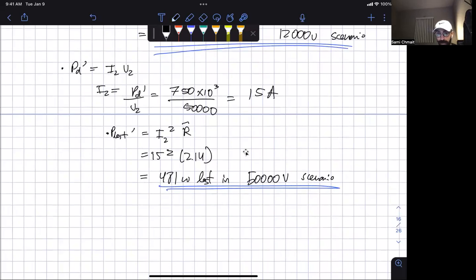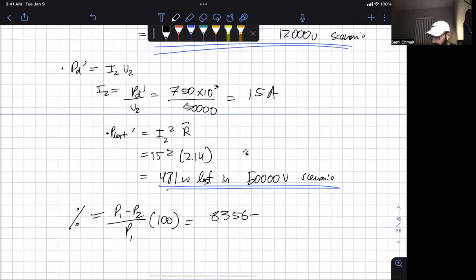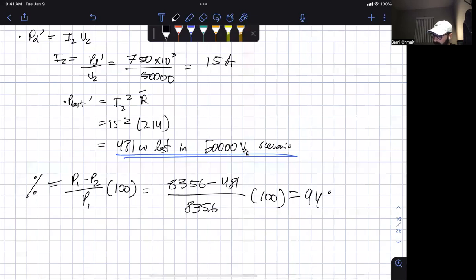But by what percent? We use that percent calculation from, I think, Gen Chem, we learned this, divided by P1 times 100. What's that? 8,356 minus 481 divided by 8,356 times 100. And the percent difference using the step up transformer is going to be 94% conserved. So it makes a huge difference.